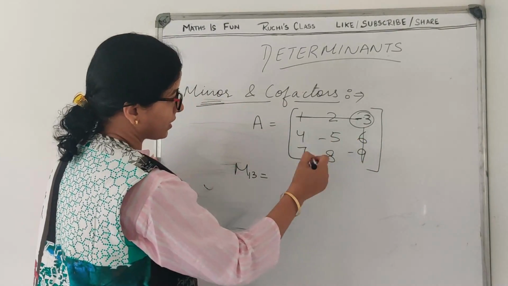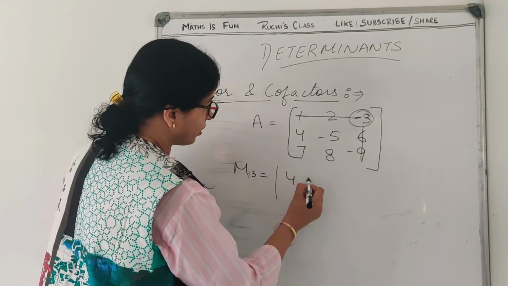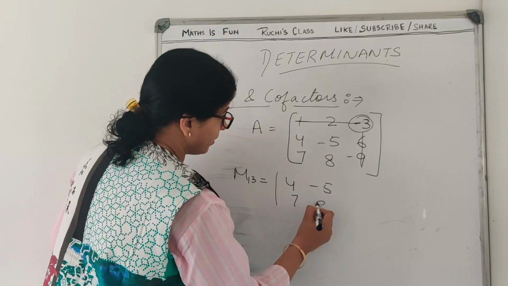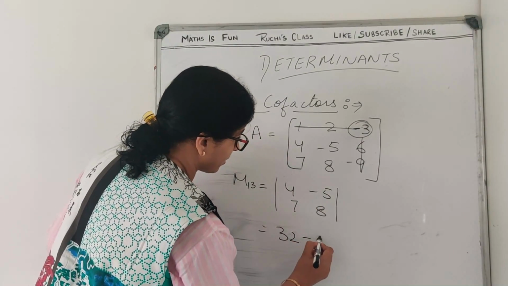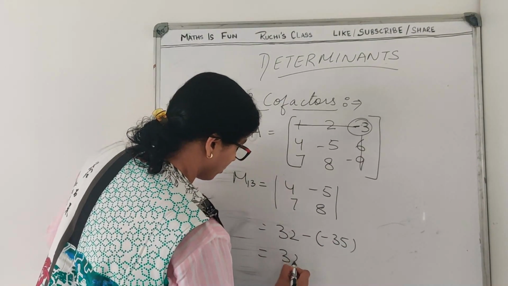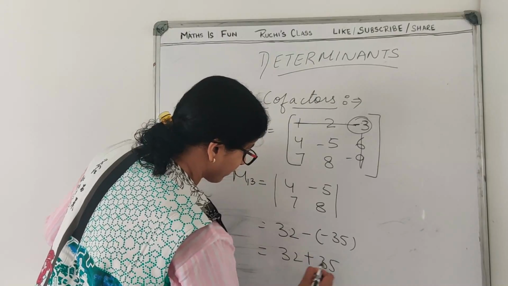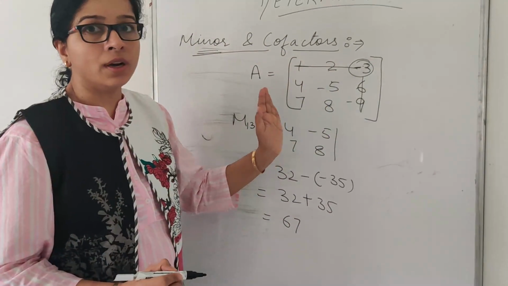So M13, see, leave the corresponding row and column. Okay. So what is left out? That submatrix determinant we will find out: 4, minus 5, 7, 8, 32, minus of minus 35, right? Okay. So 32 plus 35, that is 67. Similarly, we can find the minors of the other elements.